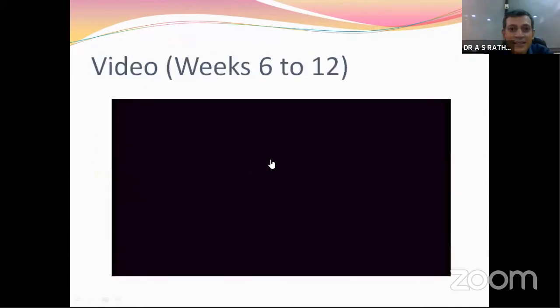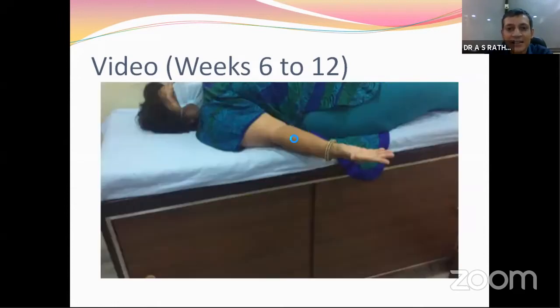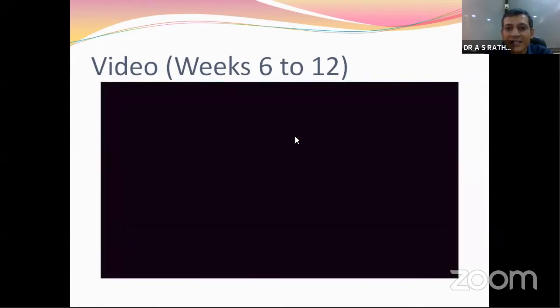Here we can see one of the videos of the third stage, how we are facilitating external rotation at 90 degrees. And in the next one, we can see how we are facilitating abduction in the scaption plane.